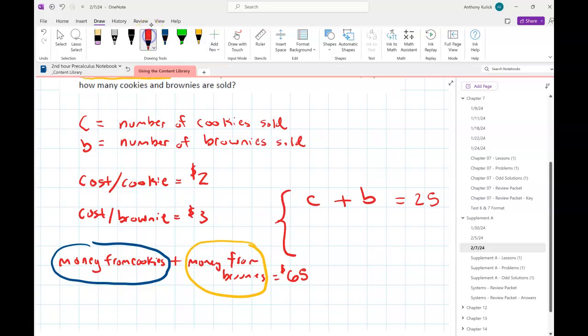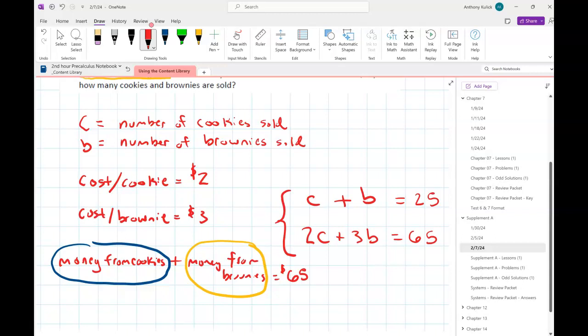Billy. 2C plus 3. Excellent. 2C plus 3B equals 65, because I know that the money from cookies must be the cost per cookie times the number of cookies. So 2 times C. And then the money from brownies must be the cost per brownie times the number of brownies, 3B.